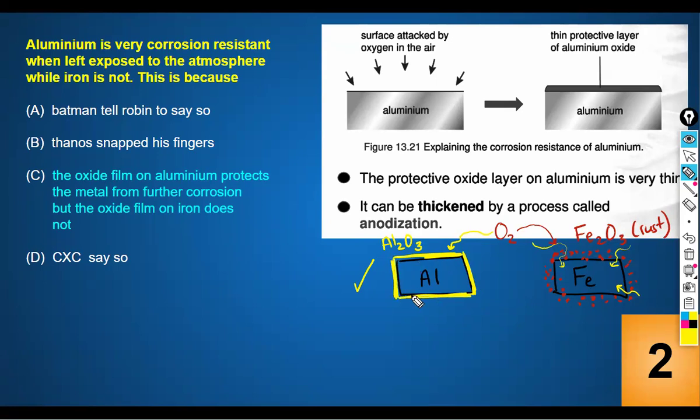So that means once this solid layer is formed, no more oxygen can reach what? The aluminum. The oxygen tries to destroy the aluminum, but in the process creates a protective layer, thereby preventing any more oxygen from coming in contact with the aluminum. Hence, aluminum will last longer. And that is what this note is trying to say.